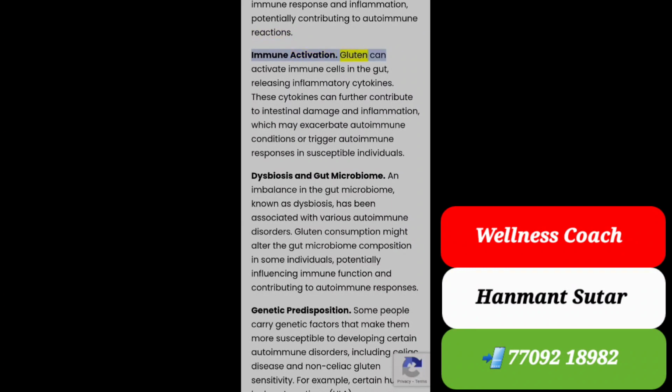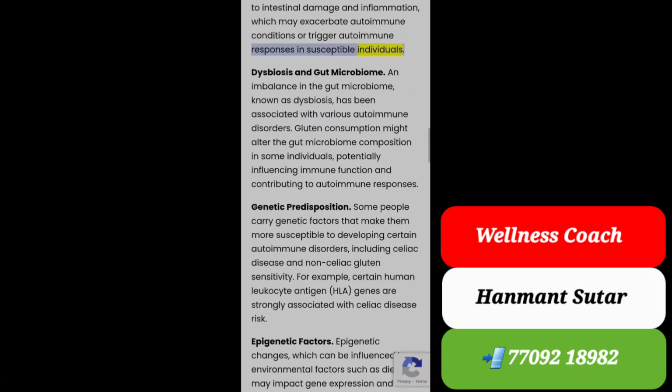Immune activation. Gluten can activate immune cells in the gut, releasing inflammatory cytokines. These cytokines can further contribute to intestinal damage and inflammation, which may exacerbate autoimmune conditions or trigger autoimmune responses in susceptible individuals.